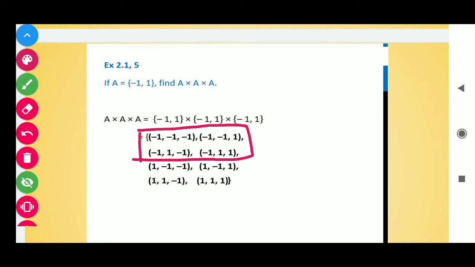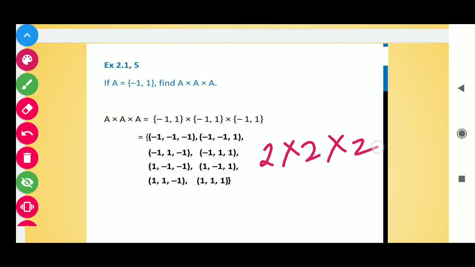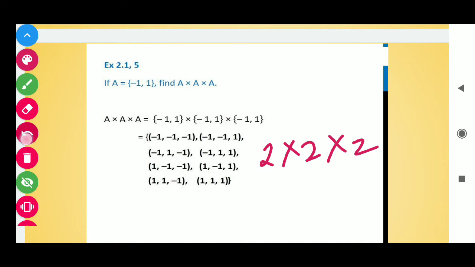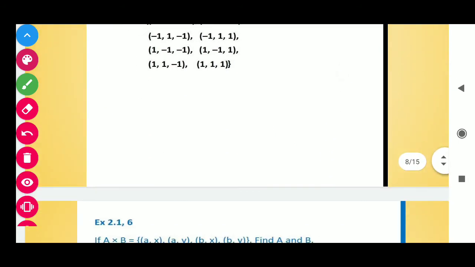And yesterday in the previous topic, we studied that the total number of elements in the Cartesian product is 2 into 2 into 2, that is 8. Now you can see that here we have a total of 8 elements. Okay. Now move to the next question. Here we have the next question.